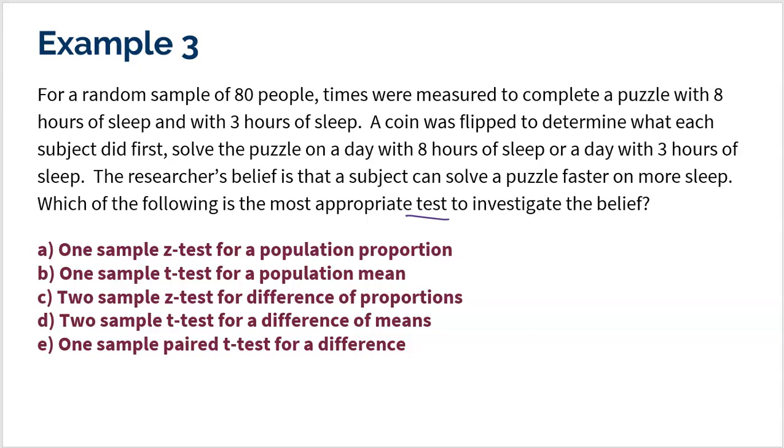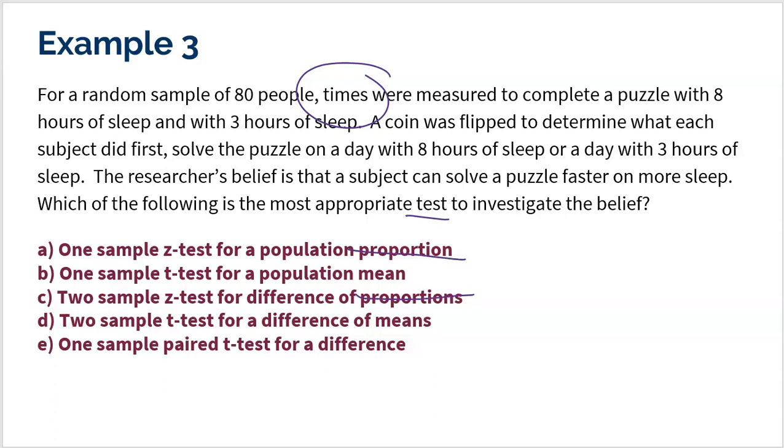Well, I don't see any percentages. I don't see the word proportion. They want me to look at the time. This is the time to complete a test. Time is something that is measurable. That means it's quantitative. Quantitative means we're working with means, because I want to show that the average time to complete a puzzle, if you have more sleep, is faster than if you have less sleep. So this is clearly a problem with means. So any problem with proportions, I can immediately wipe out.